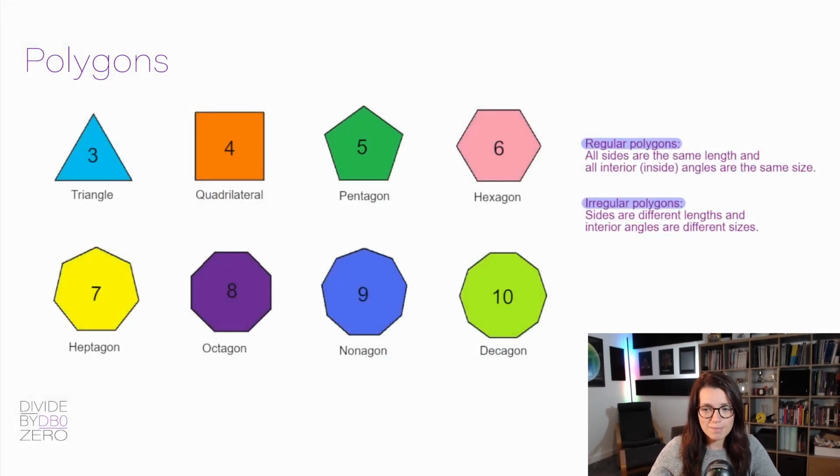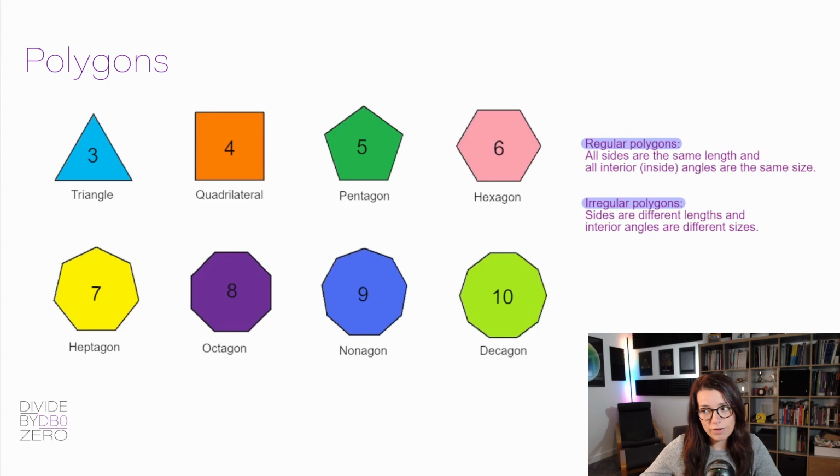A polygon is just a 2D shape with straight sides. A three-sided shape, as we probably know, is called a triangle. 4 sides, quadrilateral. 5 sides, pentagon. 6 sides, hexagon. 7 sides, heptagon. 8 sides, octagon. 9 sides, nonagon. And 10 sides, decagon.